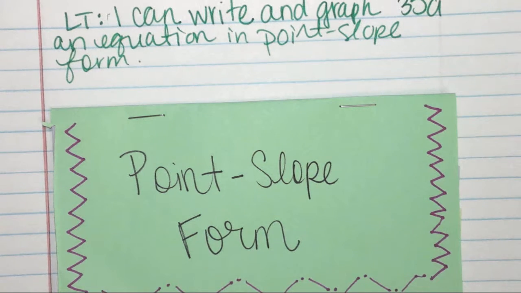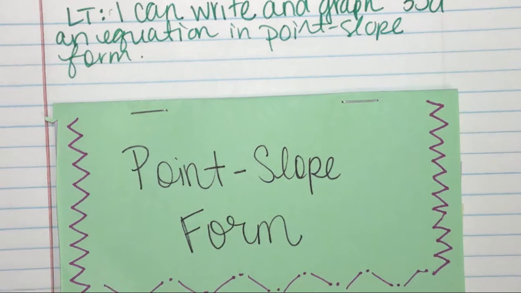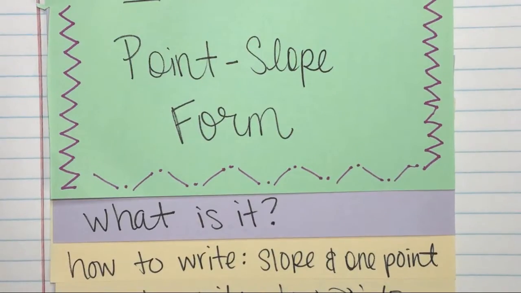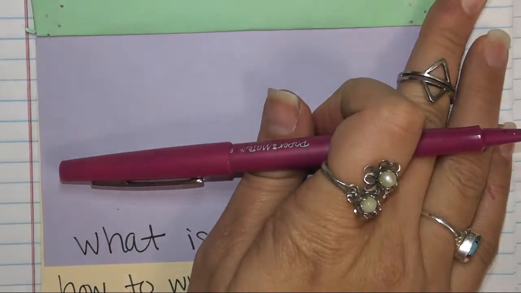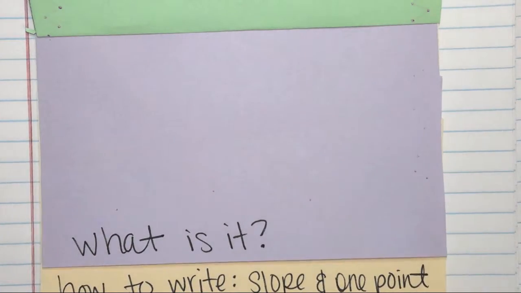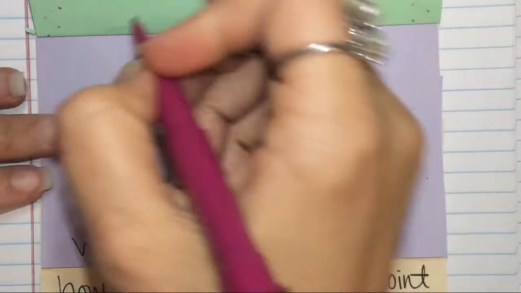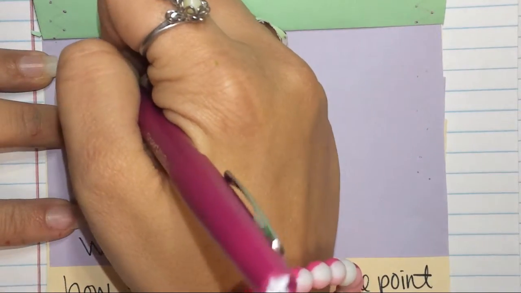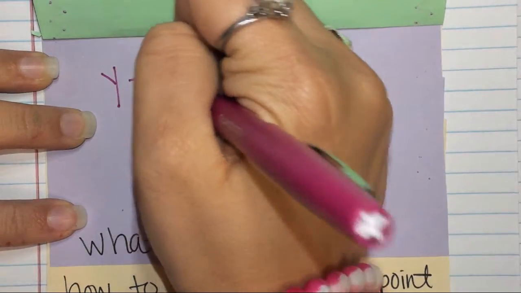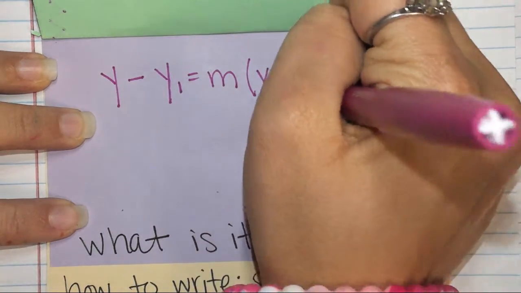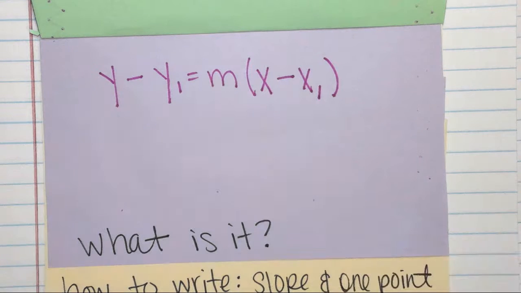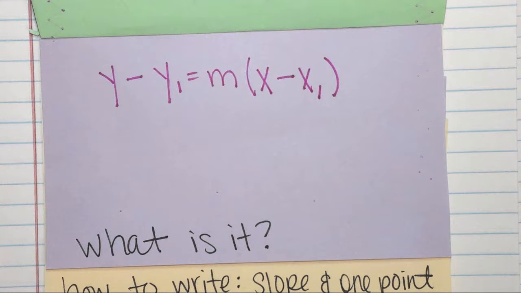Alright, y'all ready? The first thing we're going to learn is what it is. So open this first flappy. Now, point slope form is what you use when you have a point and a slope. And it is y minus y1 equals m times x minus x1.